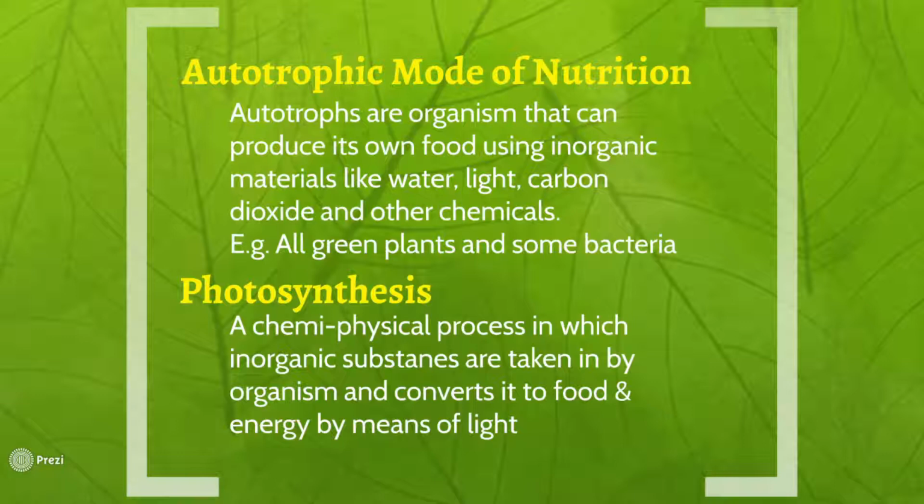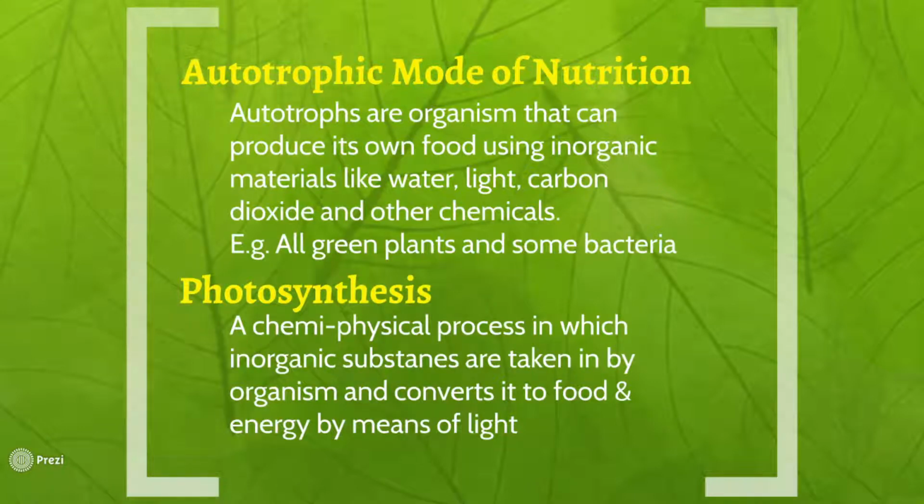The process, to be specific, which we are going to learn under autotrophic mode of nutrition is photosynthesis, and photosynthesis can be defined as a chemical physical process in which inorganic substances are taken in by an organism and converted into food and energy by means of light. So the most important crucial part over here is light, because the name itself suggests photosynthesis. Photo refers to light and synthesis means building something complex.